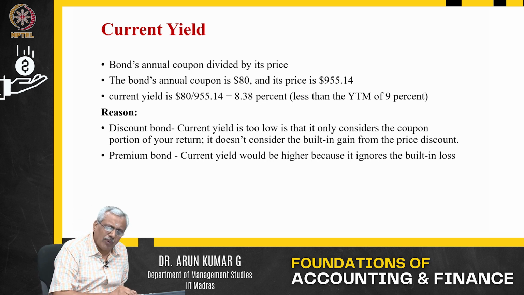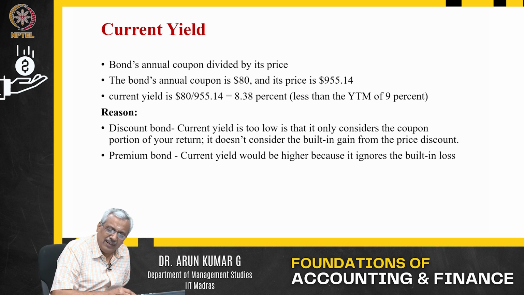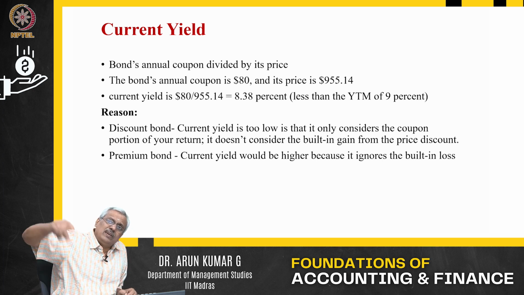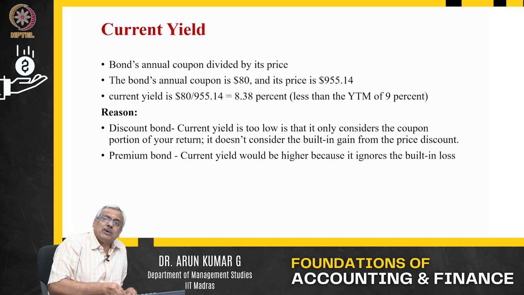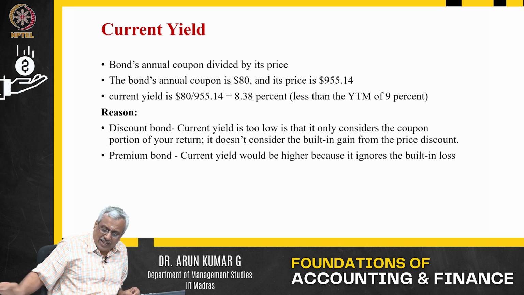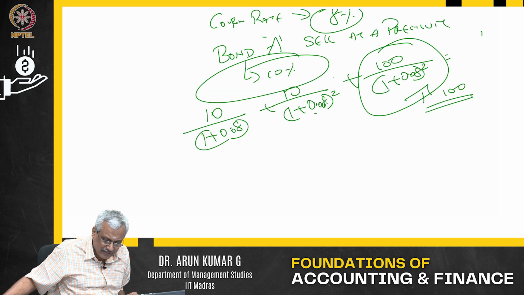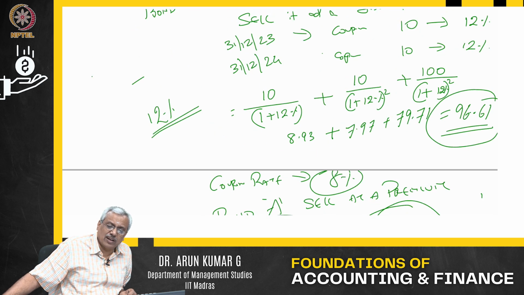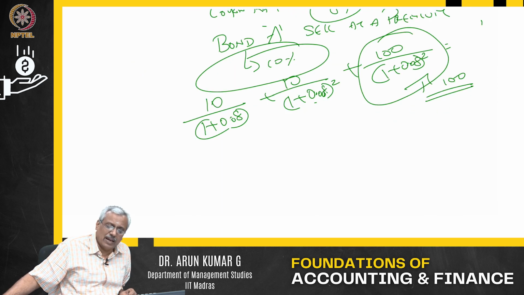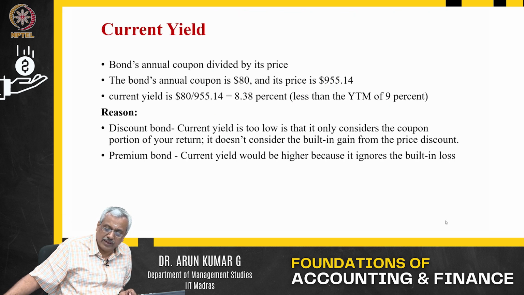Now we can say discount bonds. Current yield is too low, because it only considers the coupon portion of the return. It does not consider the built-in gain from the price discount. Built-in gain means till the repayment of the principal, because even the principal is getting discounted at 12%, as you saw in the whiteboard I used. Even here you can see the principal got discounted at 8% or 12% or whatever the percentage I looked at in this case.